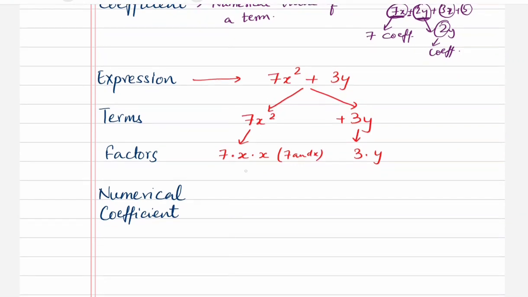Now from here we can find a numerical coefficient. So numerical coefficient is going to be 7 in the first term, and in the second one the numerical coefficient is 3, right? So we have an expression. When we separate the expression into parts, then it becomes terms. When the terms are separated, it becomes factors, and then from the factors we can find whatever the numerical value is, our numerical coefficient, all right?